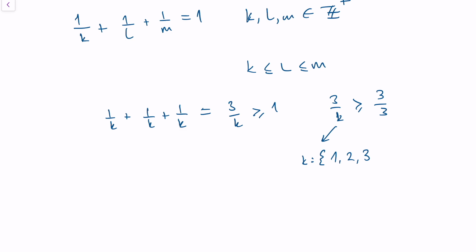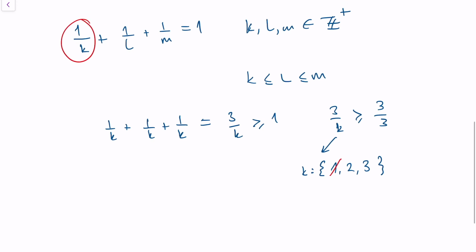But one thing to notice here is that if k is 1, you already have 1 over 1 here, and since these other quantities are greater than 0, the sum will never equal 1. So k cannot be 1. Can k be 2? Yes. Can it be 3? Yes. Okay, so let's test these values then.